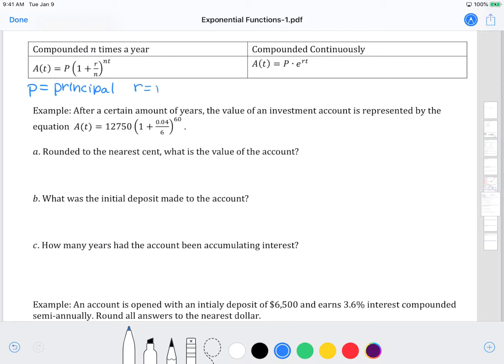R represents your interest rate, but remember, when you do your calculations, you have to put it in decimal form. So if the interest rate was 1.5%, you would want to input it into your equation as 0.015. Your n is the number of times it's compounded per year.